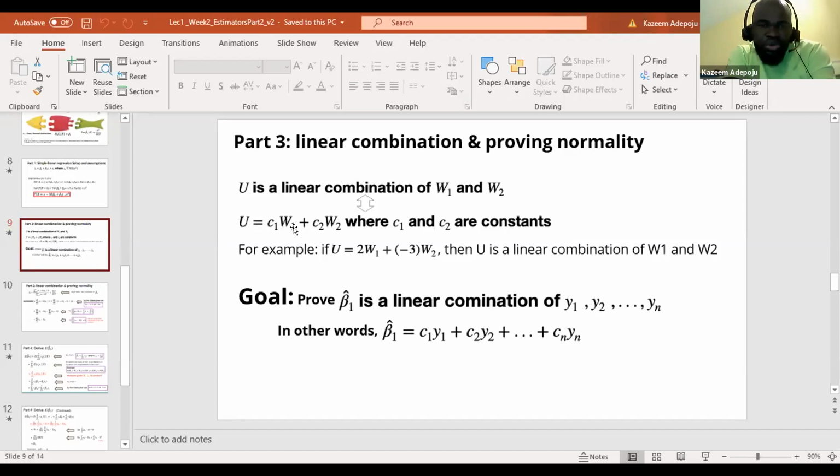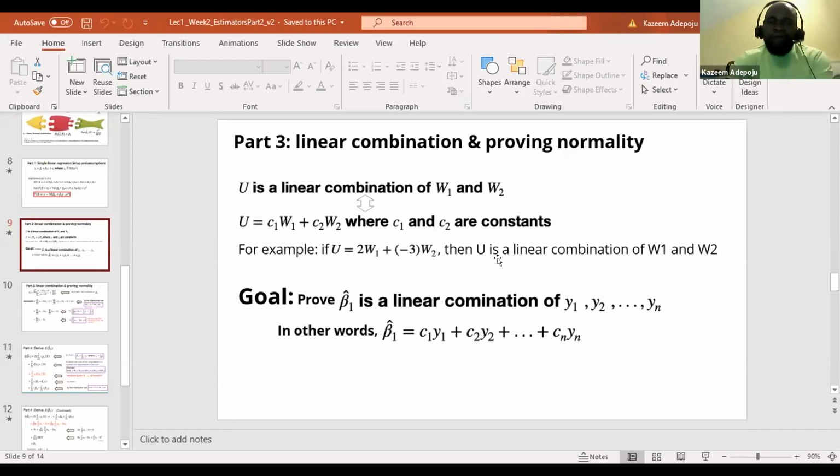Now, if u is a variable and can be represented in terms of other variables, w1 and w2, where c1 and c2 are constants. For example, if c1 equals 2 and c2 equals -3, then u will be equal to 2w1 plus -3w2. Therefore, we can say u is a linear combination of w1 and w2.